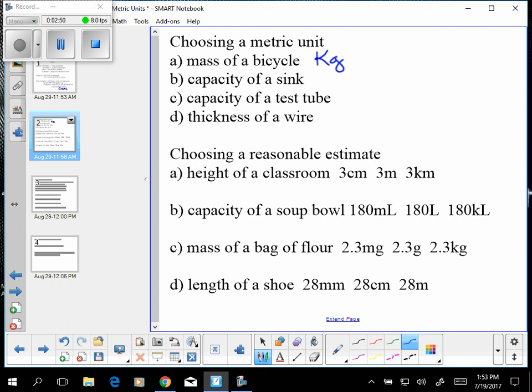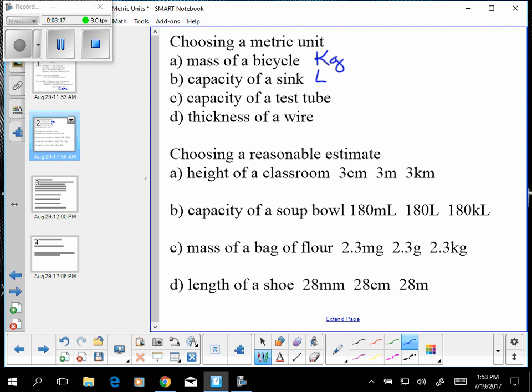What about the capacity of a sink? Well, let's look at our capacities. Would you really like to measure how much a sink holds by using an eyedropper for a milliliter? I don't think so. We would probably prefer to use the liter, which is at least a little bigger than a quart. Notice that the abbreviation for a liter is a capital L, printed L.